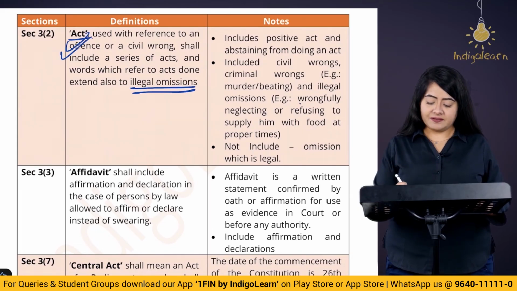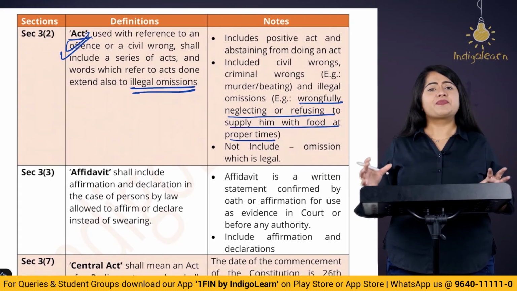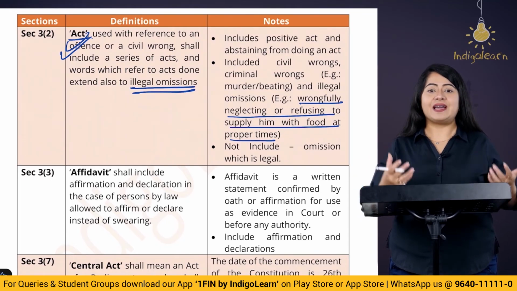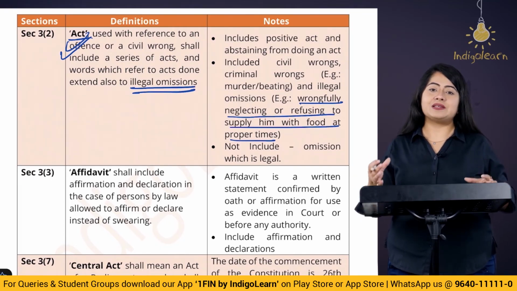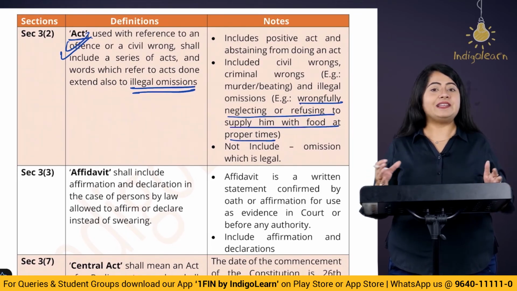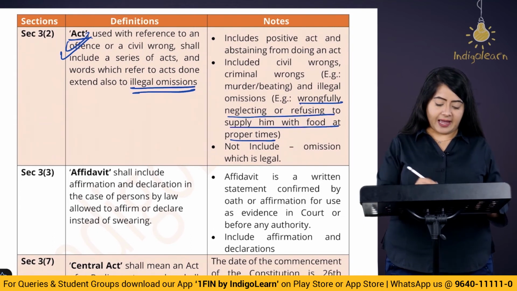For example, if someone wrongfully neglected or refused to supply food to a person, that is going to be considered as illegal omission. So, for example, if a person is dying and needs food or water and someone completely omits to provide that, then this is illegal omission. This is going to lead to the death of a person. So, this is also going to be considered as act.